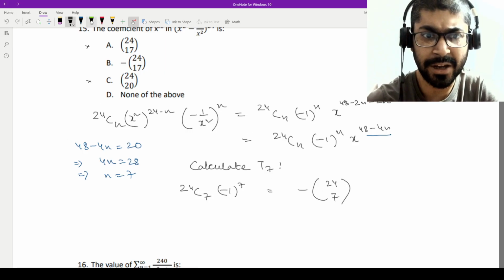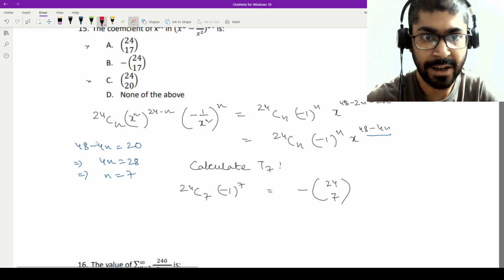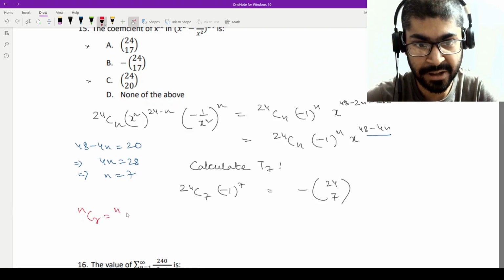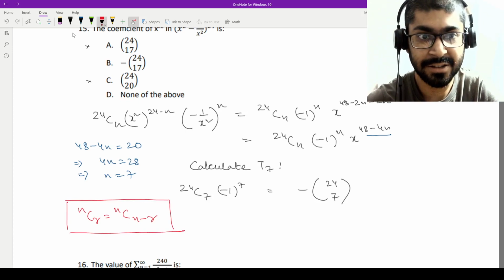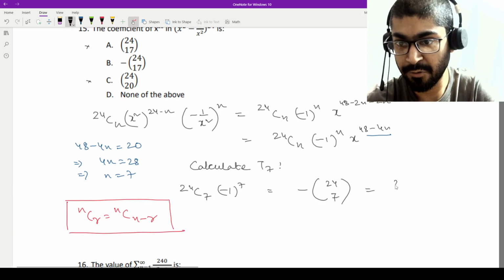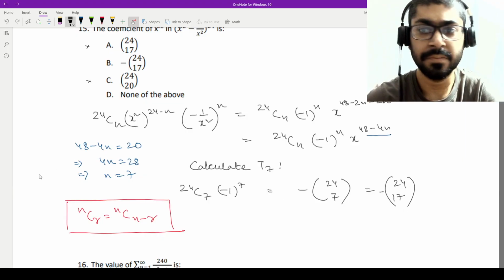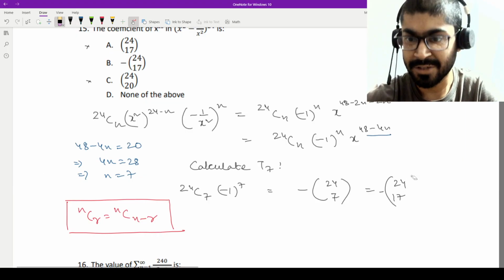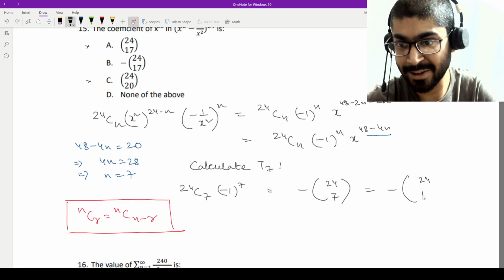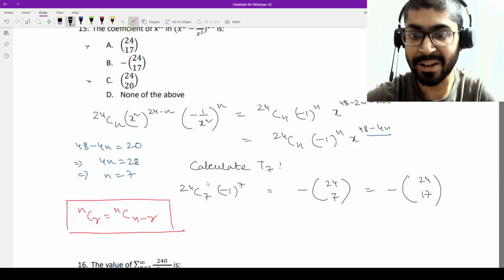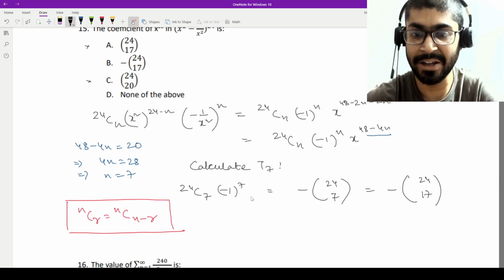Now we know this property that nCr is equal to nC(n minus r), right? Using that, this is the same as 24C17, negative, isn't it? 7 plus 17 is 24, so that makes these two equal. Now why was 24C7 not given as the answer? Because some of you would have made this mistake of not utilizing this property and marked option D.